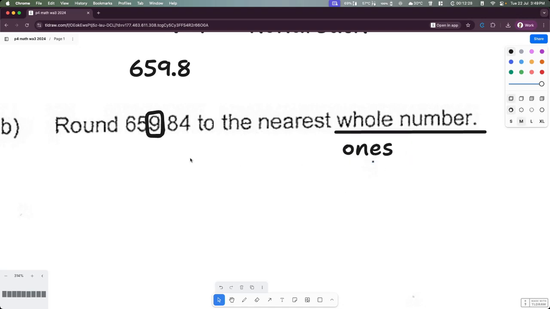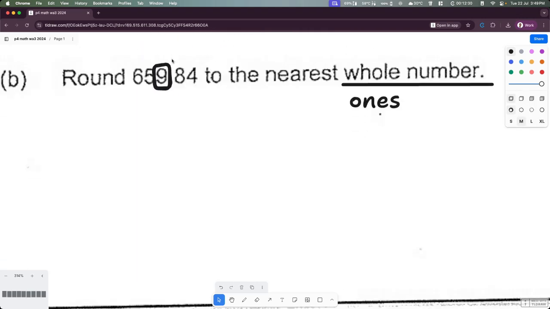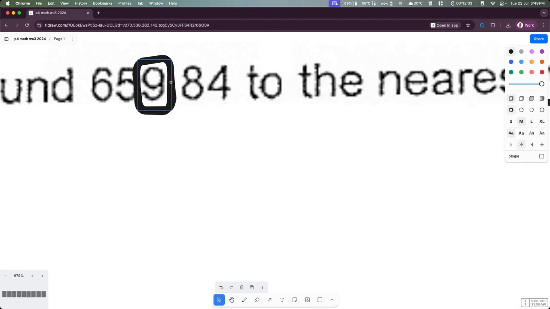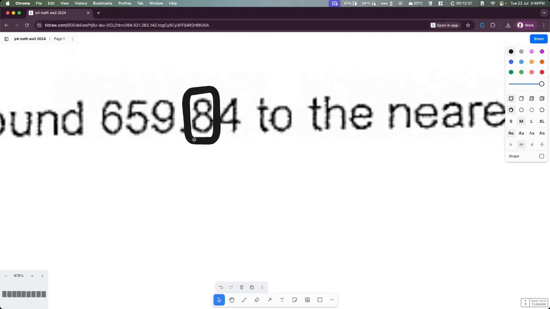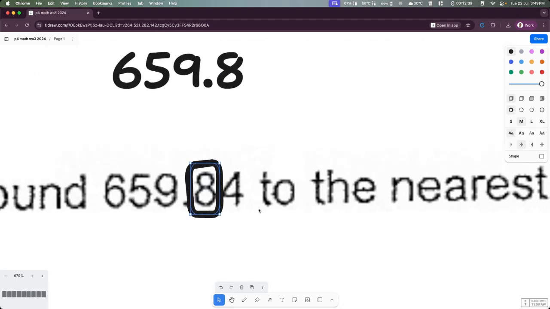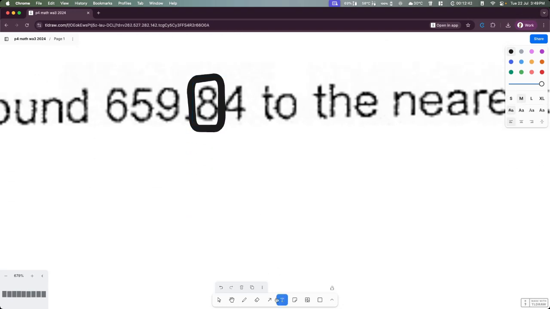Therefore, you need to look at your first decimal place. I covered the dot here, but you have your dot over here. What we care about is this 8, to see whether it is 5 or more. Is this 8 5 or more? Yes, it is.